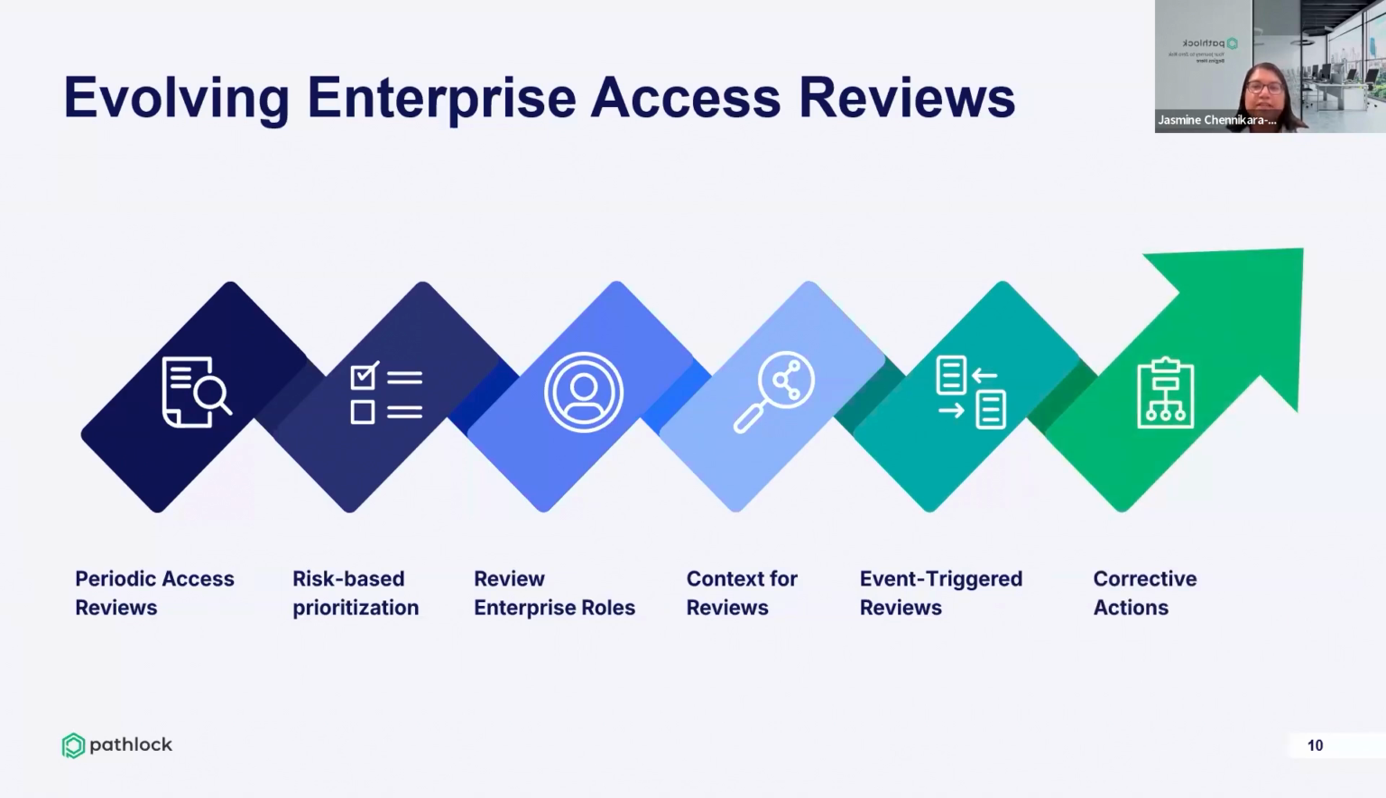So another way to strengthen the access review process is to include corrective actions. Because just identifying the obsolete or incorrect access isn't enough. We need to act on it quickly and consistently.